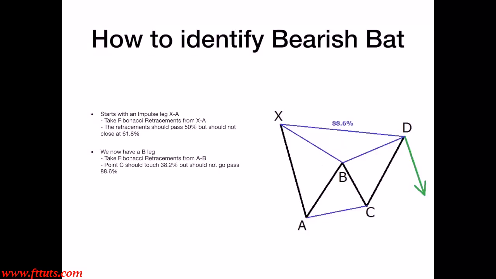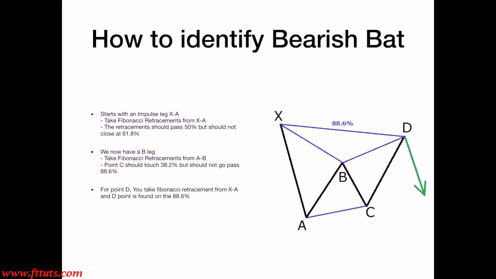When you take it from A to B, your A leg is going to be your 100% and your B leg is going to be your 0%, and point C should touch 38.2 but should not go past 88.6, meaning that point C could be any retracement between 38.2 and 88.6, even if it's 61, 50, or 45, as long as it's between 38.2 and 88.6.